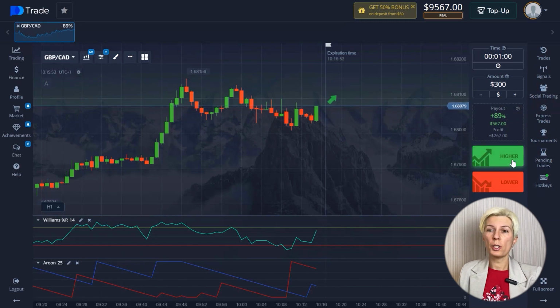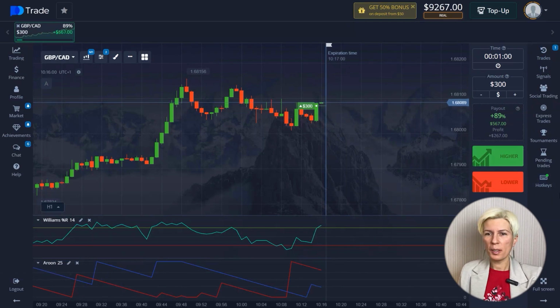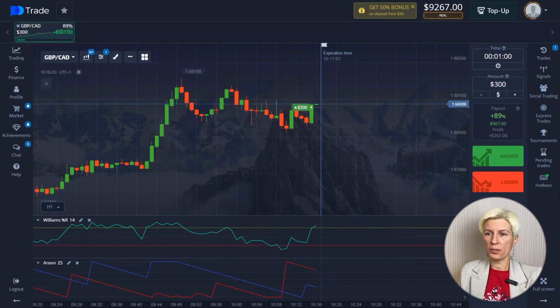Before we continue, we will open another up trade for 1 minute with $300. Here, everything seems simple. The Williams line was actively growing, while the price of our currency pair was also growing. And this combination again gave me a signal about the possible continuation of the price growth. And now back to our topic.